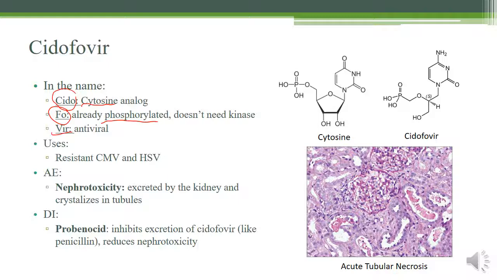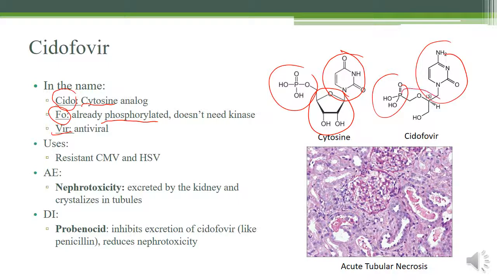And here it is. Here's cytosine. You've got that base right there. You've got the ribose sugar, and you've got the phosphate. Over here, you've got Cidofovir. It looks very similar. It's got the base and it's got the phosphate, but it doesn't really have the ribose sugar.